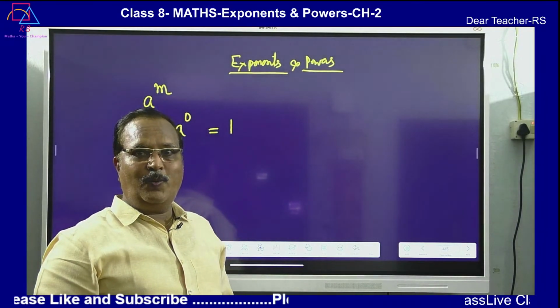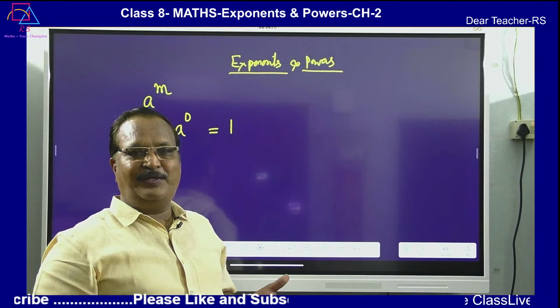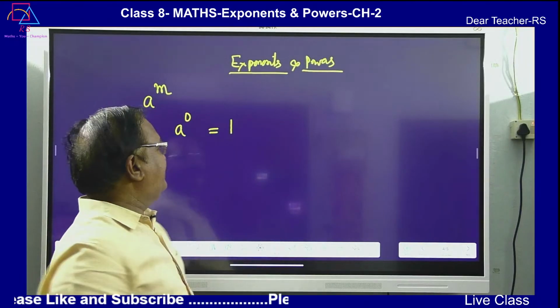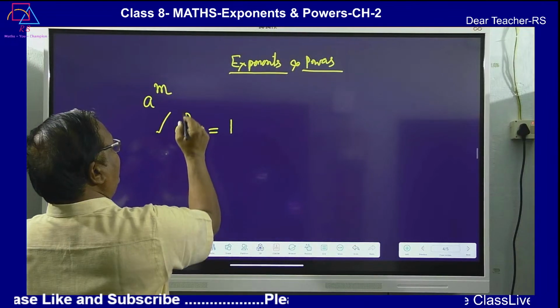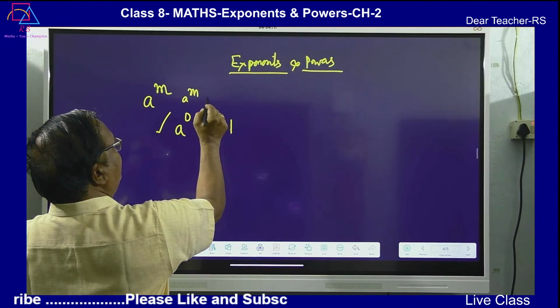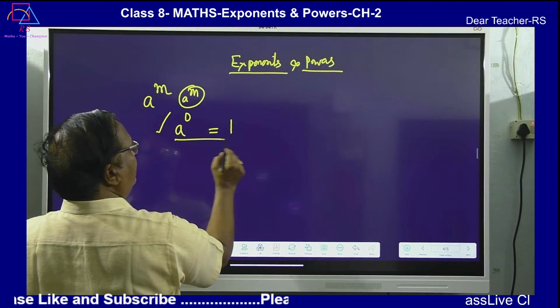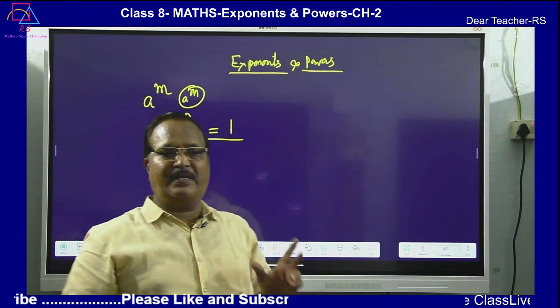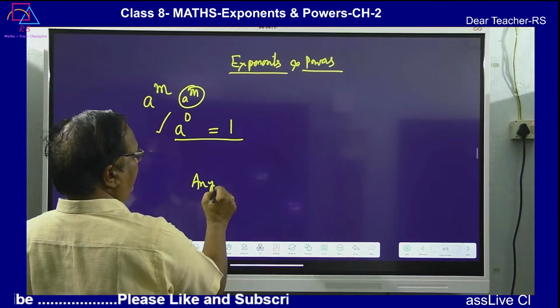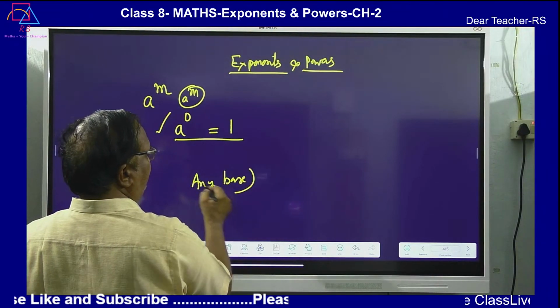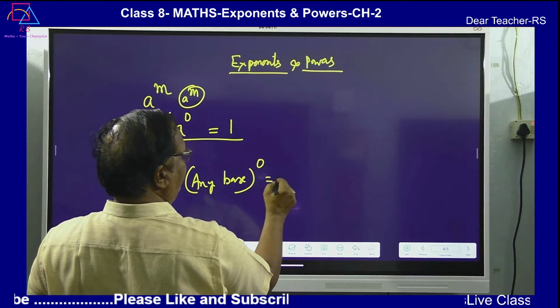Okay, how? You don't ask me, you are going to learn later. So a to the power of 0 is equal to 1. This is the first one. So a to the power of 0 is always 1. Not only a, any base to the power of 0 is equal to 1.